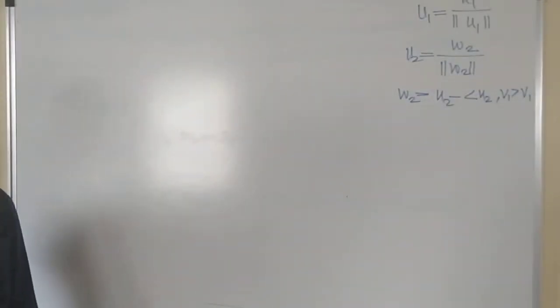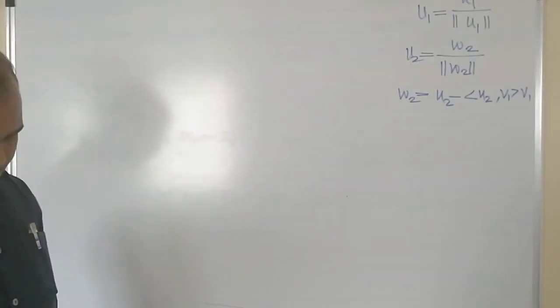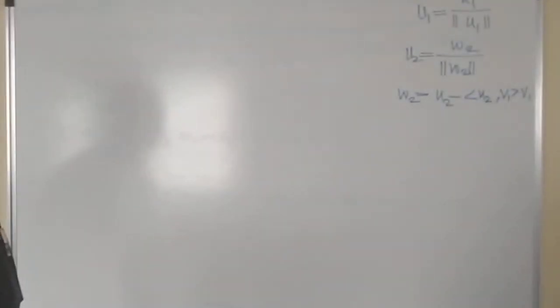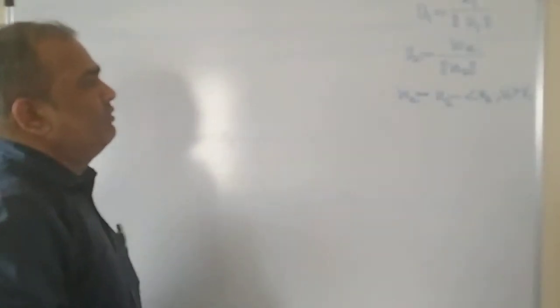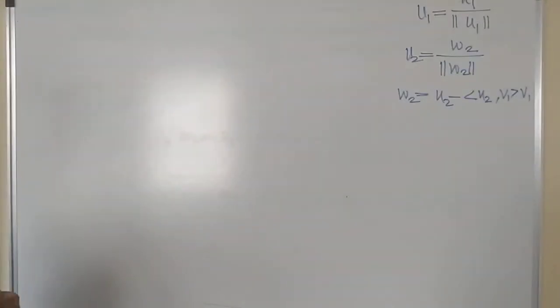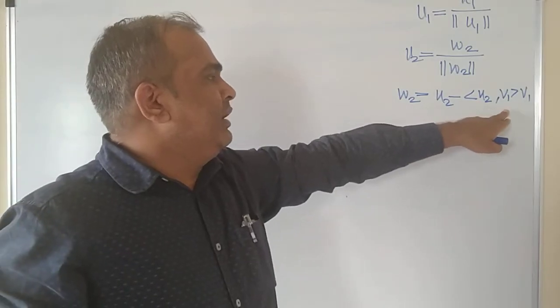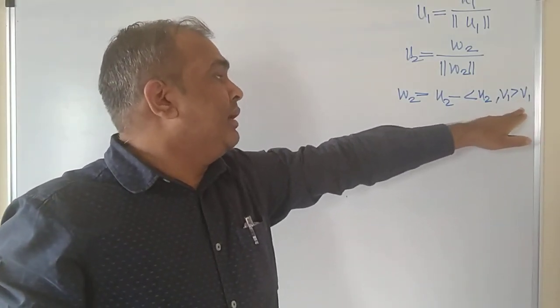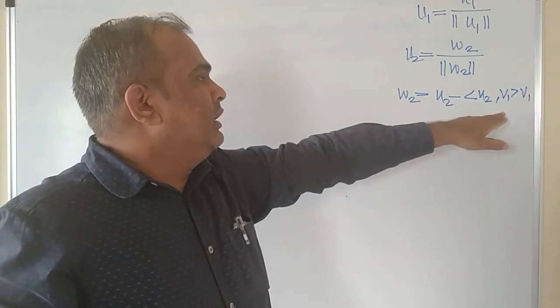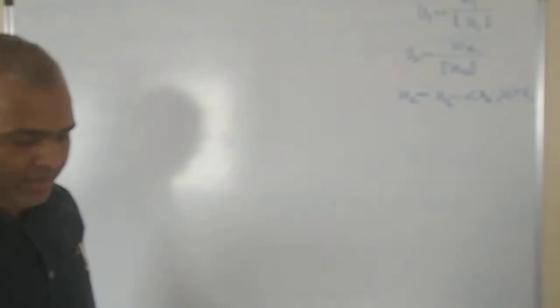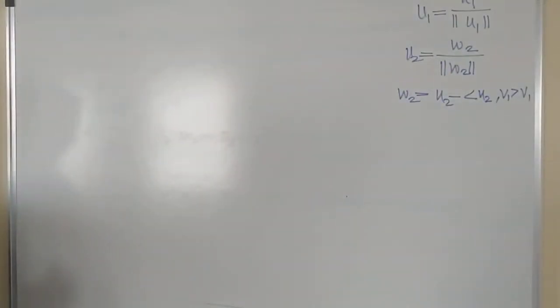Inner product of u2 with v1. Similarly, the third v3 is equal to w3 divided by norm of w3, and w3 is equal to u3 minus inner product of u3 with v1 into v1, minus one more term, inner product of u3 with v2 into v2. So let's solve one problem.